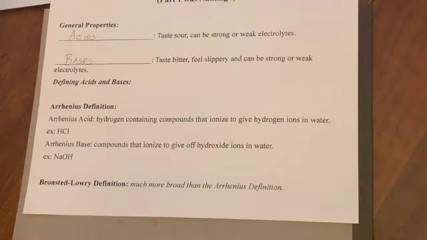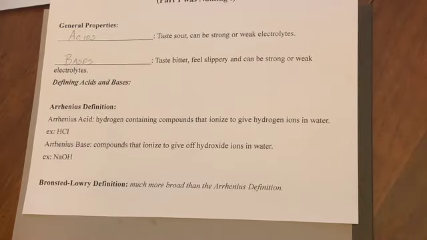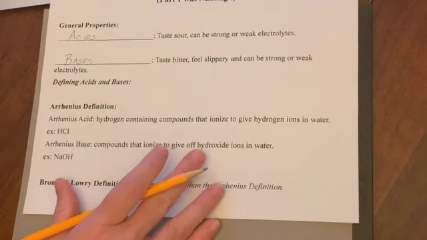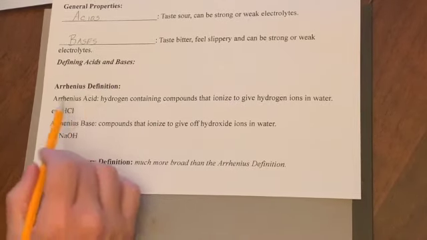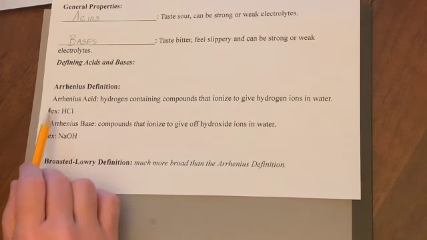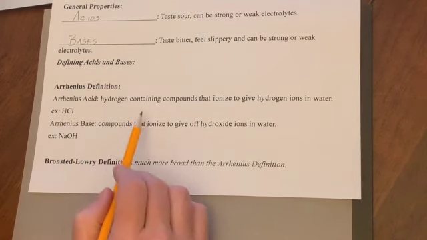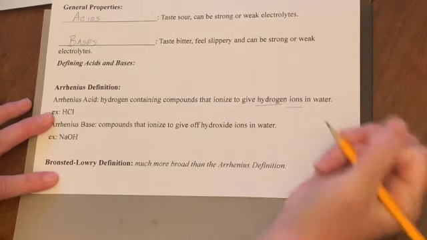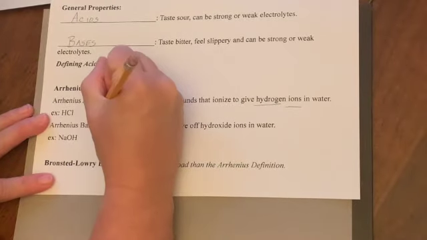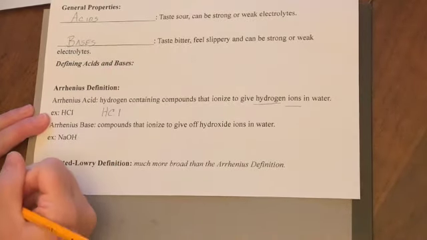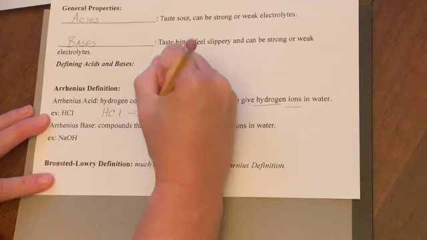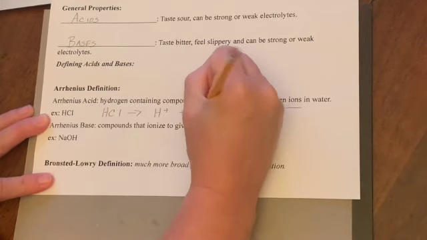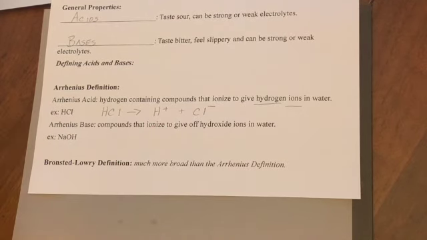As far as defining acids and bases, there are two definitions that we need to be familiar with. The first is known as the Arrhenius definition. An Arrhenius acid is a hydrogen-containing compound that will ionize to give you hydrogen ions in water. So for example, hydrochloric acid, HCl. If I were to put this in water, it's going to give you hydrogen ions and chloride ions. And that's exactly what hydrochloric acid does when I put it into water.